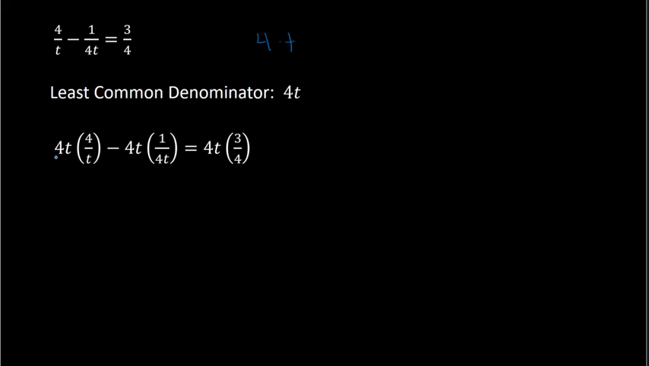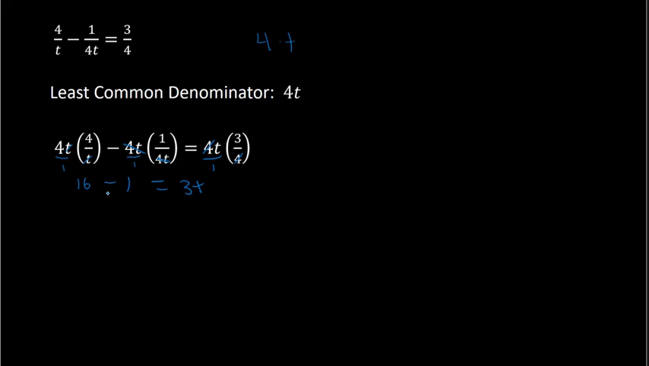So when I do that, with the first fraction, the t's will cancel out. So what I have is 4 times 4, which would be 16. The second fraction, 4t, or 4t over 1, will cancel with the 4t in the bottom. So we just have minus and then 1. And then on the right side, we have 4t, and that's 4t over 1, same thing. That will cancel with the 4 in the bottom. So the 4 in the top and the 4 in the bottom cancel out, and that gives me t times 3, or 3t on the right.